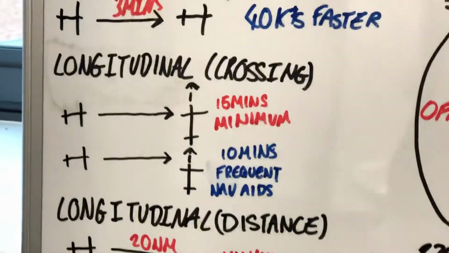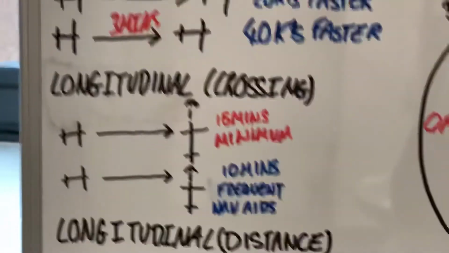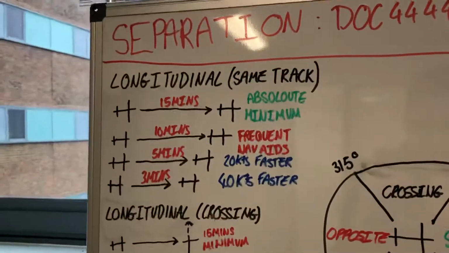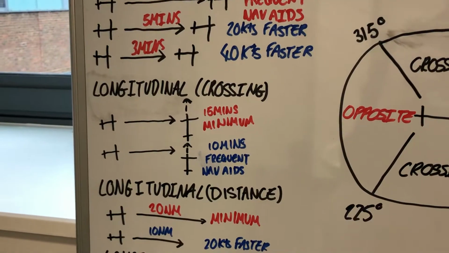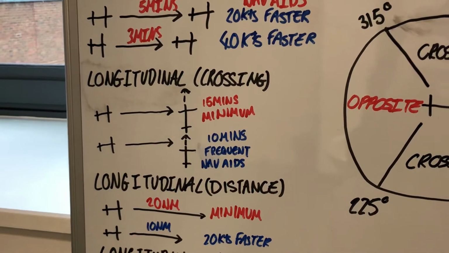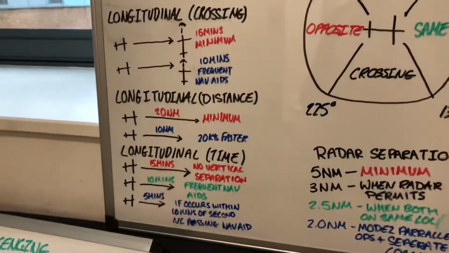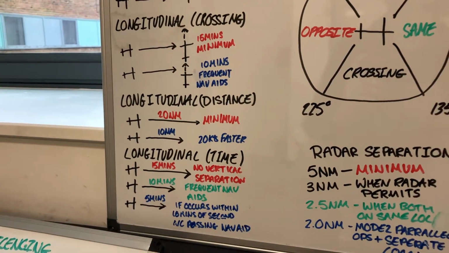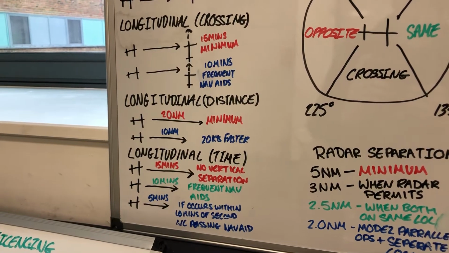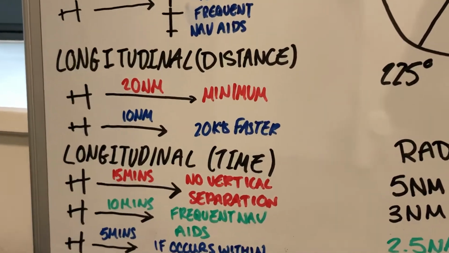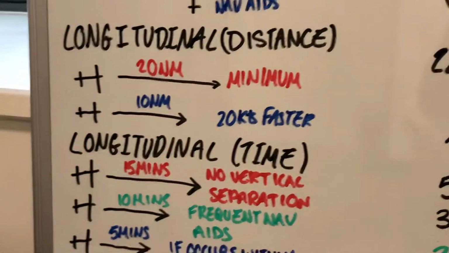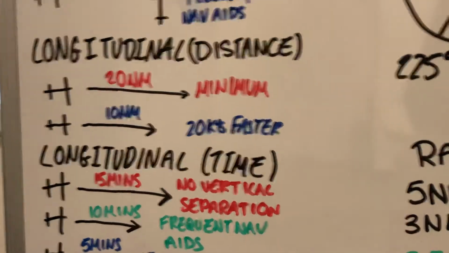But anyway, this is crossing, so if the aircraft was coming from here or from here, then you refer to this. 15 minutes is the absolute minimum, once again, it's quite handy to remember that. 10 minutes if there are frequent nav aids, just something you've got to learn, not too difficult. Longitudinal distance, so the minimum is 20 nautical miles if there's no nav aid, nothing like that. And then the only way you can reduce it to 10 nautical miles, which is half, is if the aircraft in front of you is going 20 knots faster. So, again, pretty self-explanatory.